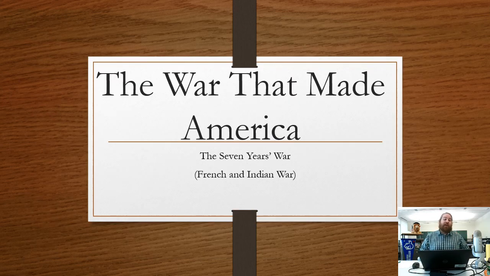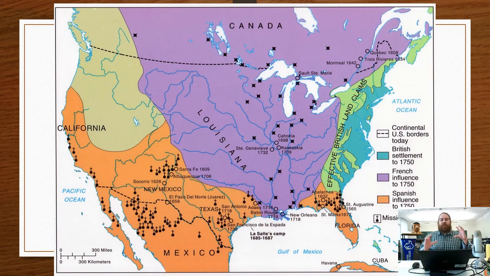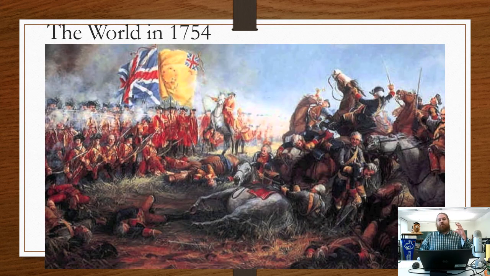But that would all get cleared up real fast with the Seven Years' War that would eventually lead into the American Revolution. So in a lot of ways, historians argue the war that made America wasn't the Revolution, it was the Seven Years' War. The context of the Seven Years' War is that it's considered the first big world war. It's fought all over the world between these European colonial powers. It's fought in the Americas. It is fought in India. It is fought in Europe.